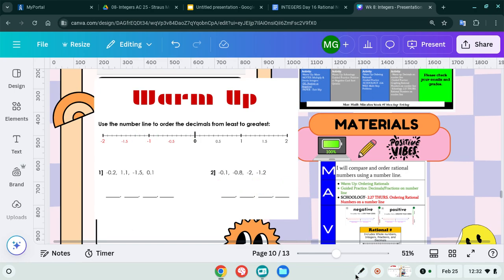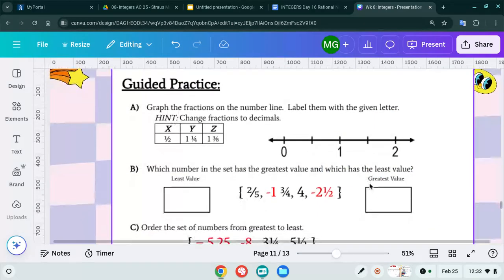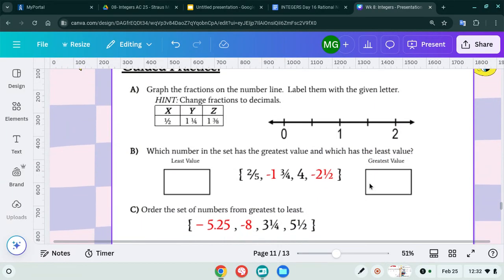All right, now let's go ahead and look at our guided practice. So here, we're going to label them with a given letter. And again, the biggest thing I want you to highlight or notate for me is that it is always best practice to change these fractions to decimals. So here we have 1/2, which looks like, hopefully you said 5/10. And so 5/10 or 1/2 would be right here, so we'll put 0.5 right there. And we're going to label that letter X.